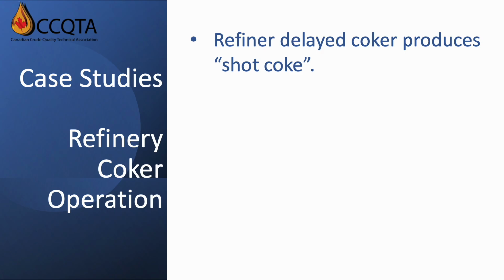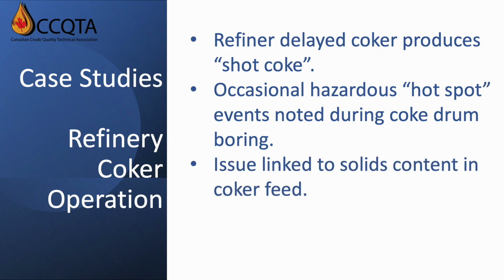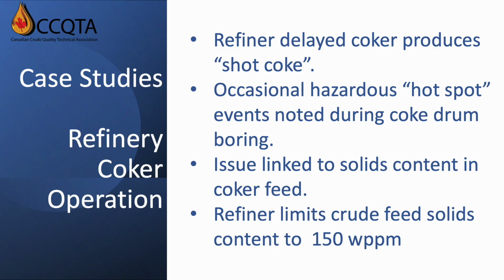The refinery noted that incidents of hazardous coke drum eruptions were occurring during the coke boring and removal process that were linked to the solids content of the feed. That refinery now limits the crude feed solids to 150 weight parts per million, which roughly equates to 75 weight ppm or 25 pounds per thousand barrels on the desalted crude. The change has since minimized incidents of coke drum eruptions.